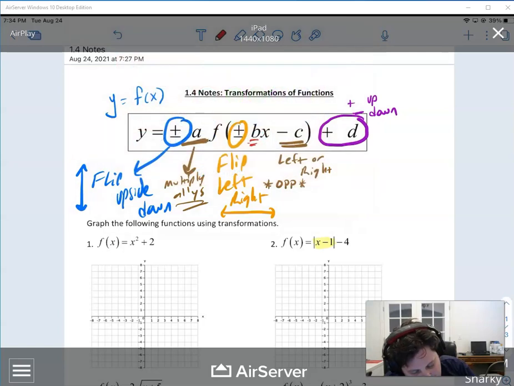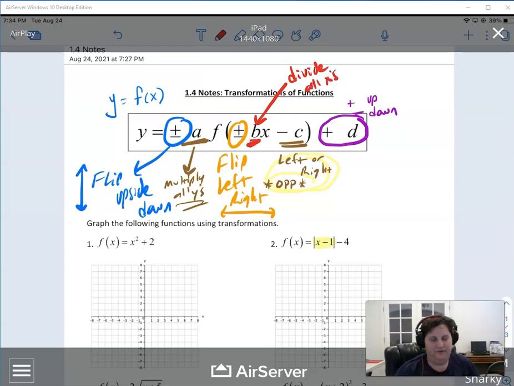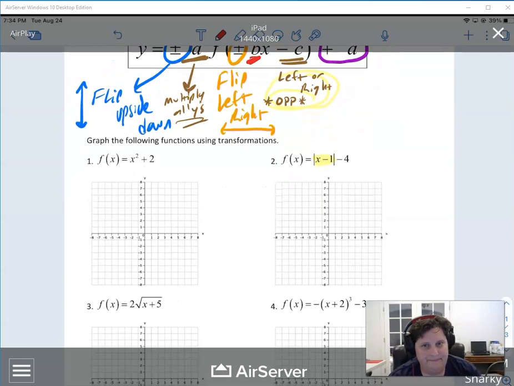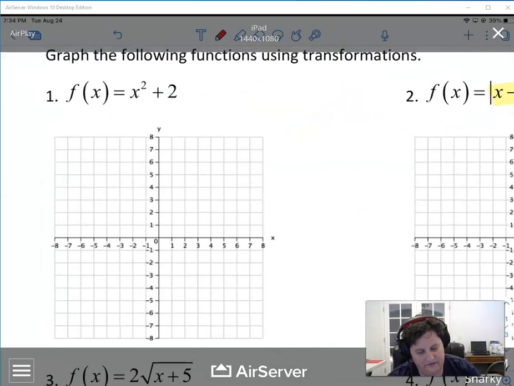If I have a number on the inside, now remember how this was so annoying, you guys, because left or right, it did the opposite. Same idea: anything on the inside does the opposite. So instead of multiplying x by b, it actually divides all the x's by that number. Seems a little bit weird, but I'll show you guys how it works. So this is all our different transformations. Okay, so let's look at the first question.